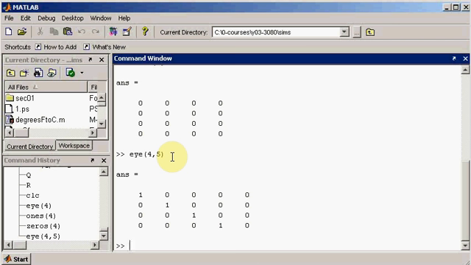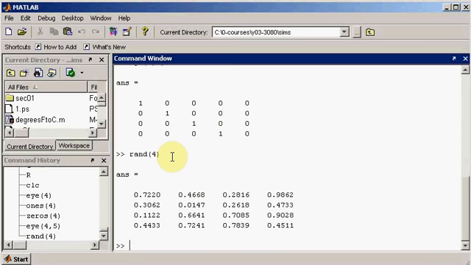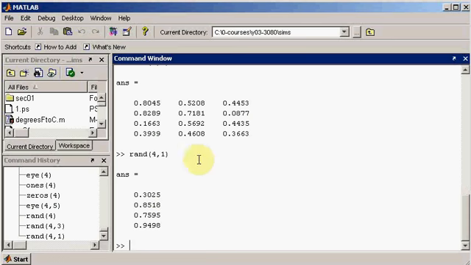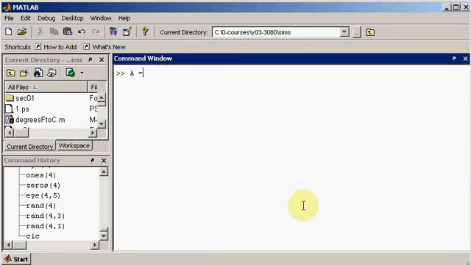Then for the sake of completeness, we did talk about the rand function before, and we said rand with that argument would create for us a matrix of that dimension populated with random numbers. So we have that, and of course the same applies. We can ask for rand 3, 4, or we could make this a vector. That's all possible. So let's create now the matrix A, and let's fill that with random numbers.